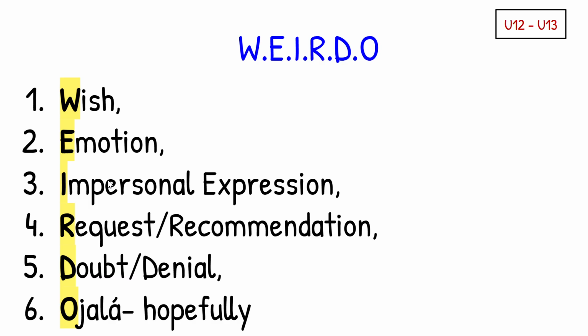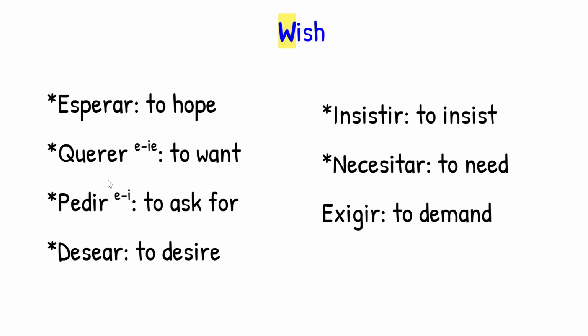Okay, let's look at these WEIRDOs. We need to find out what the trigger words are that fall under wish, emotion, impersonal expression, request, recommendation, doubt, denial, and ojalá. Ojalá means hopefully. As soon as you see the word ojalá, it is always a subjunctive trigger. Okay, the ones that are starred are the ones that are used in this chapter. Any that are not starred will be used in chapter 13 when you get to Spanish 2312. So it's good to have those handy.